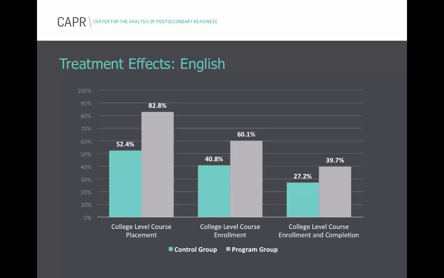What we see in English is a much larger effect. For varied reasons, many more students are placing into college level courses in English. That's a combination of the historical patterns at the college and also where the faculty set the cut scores. Many more students took a college level English course, and we have about a 13 percentage point difference, 13 plus percentage points, in the number of students who took and passed their English college level course, just based on changing the placement strategy.